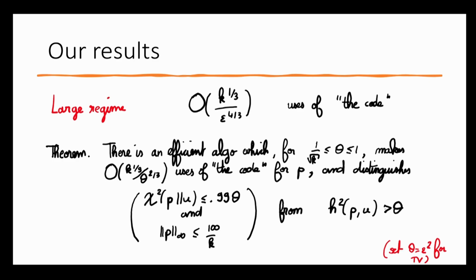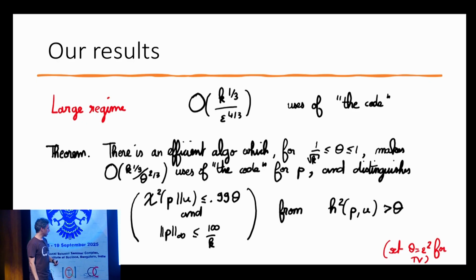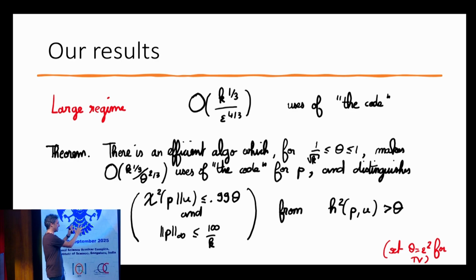So there's an efficient algorithm which, in the large regime, where I'm reparameterizing things as theta, makes k to the 1/3 over theta to the 2/3 uses of the code for your distribution, and distinguishes between those two cases. In the yes case, instead of when P is uniform, I'm saying when the chi-square divergence between P and U is at most, say, 0.99 theta, where theta is your parameter, and also you don't have too many big elements. So the maximum probability of any element is at most, say, 100 over k. Remember that for the uniform distribution, that would be 1 over k. So you can tolerate that kind of noise.